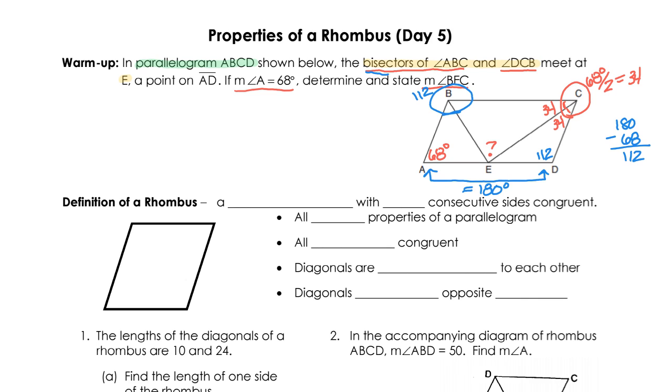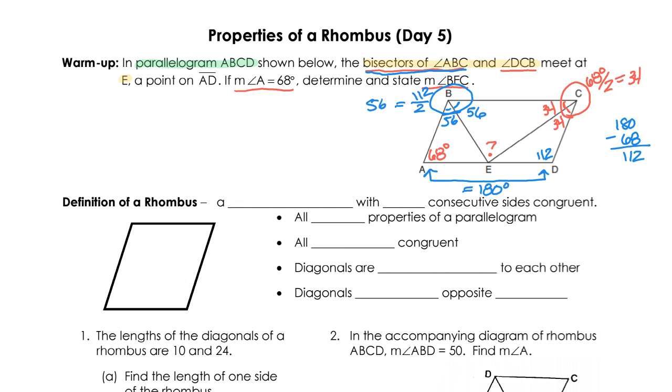And remember up here how they said they had a bisector of angle ABC? That means that these two angles that you see up here that add up to 112 are equal, because that angle is being bisected or cut in half. So we're going to cut 112 in half. And when we do, we end up with 56. So this angle here is 56, and this angle here is 56.